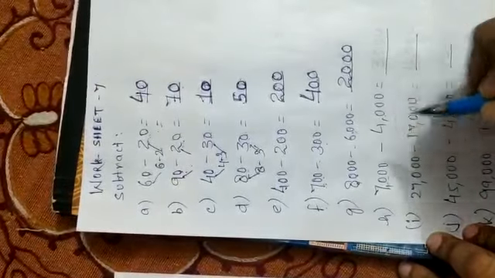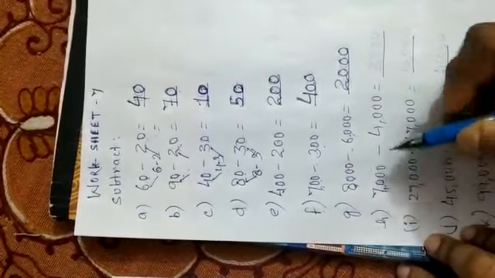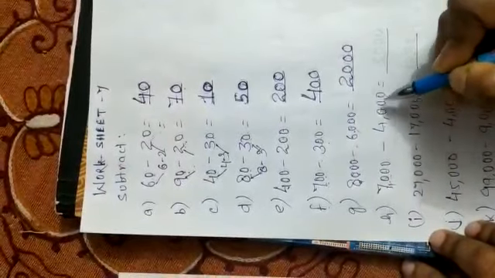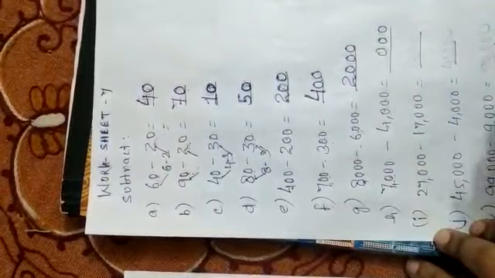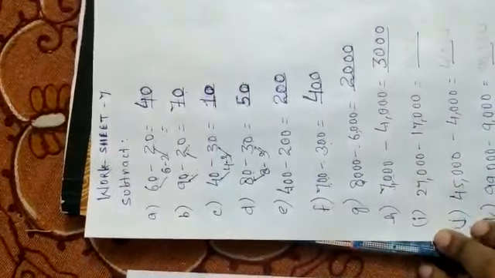Come to H, 7,000 minus 4,000. 7,000 and 4,000 are in the same group, that is thousands place. Now 7,000 has 3 zeros on the right and 4,000 has 3 zeros on the right. So the difference will also have 3 zeros on the right. Now subtract 7 minus 4, that is 3, so 3,000.